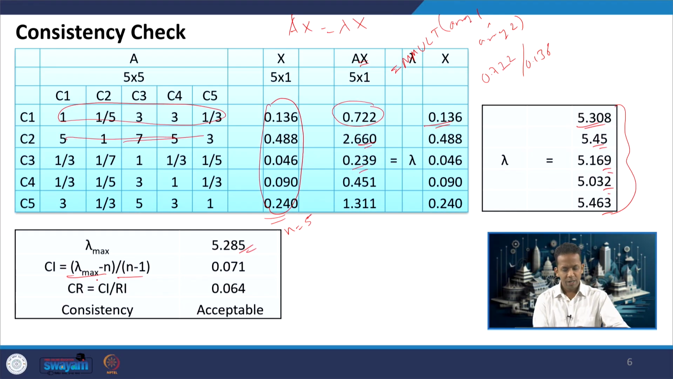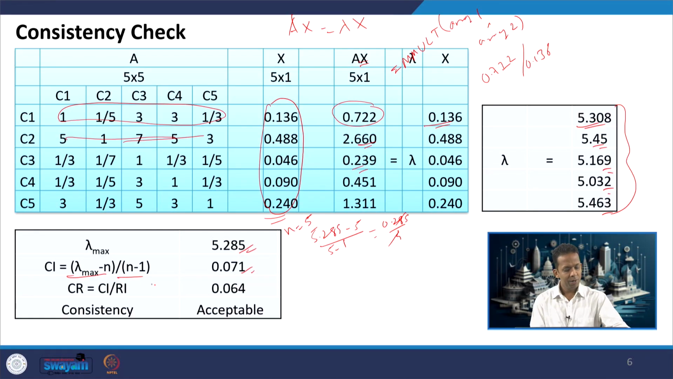Consistency index is lambda max minus n by n minus 1, where n is 5 in this case. So, it will be 5.285 minus 5 upon 5 minus 1. Okay. So, it will be 0.285 by 4. So, it is 0.07, 4 into 7, 28, right.